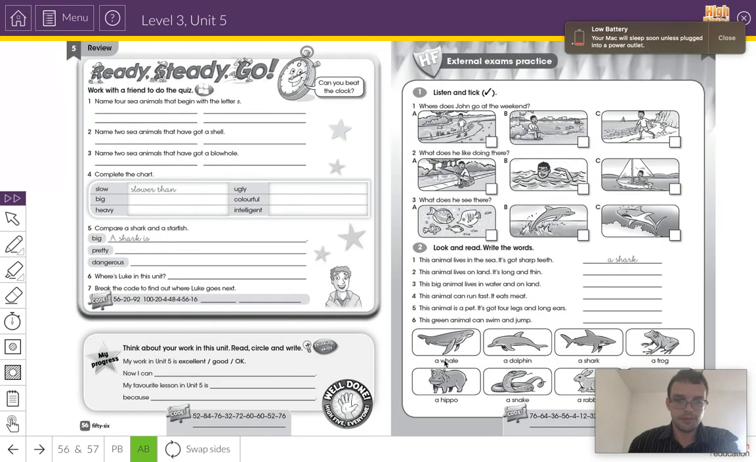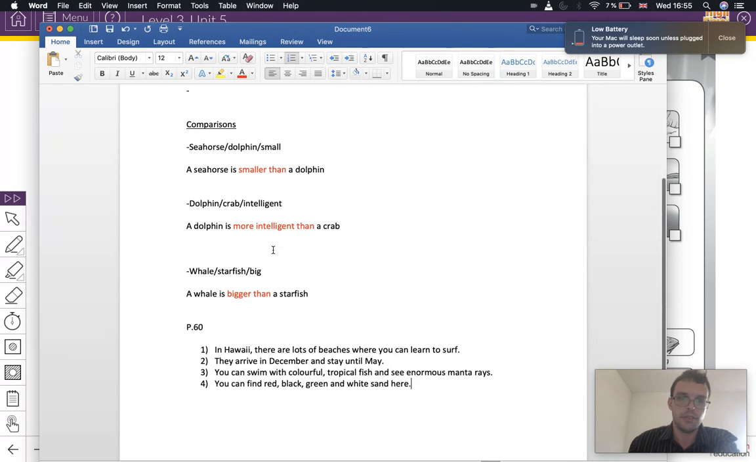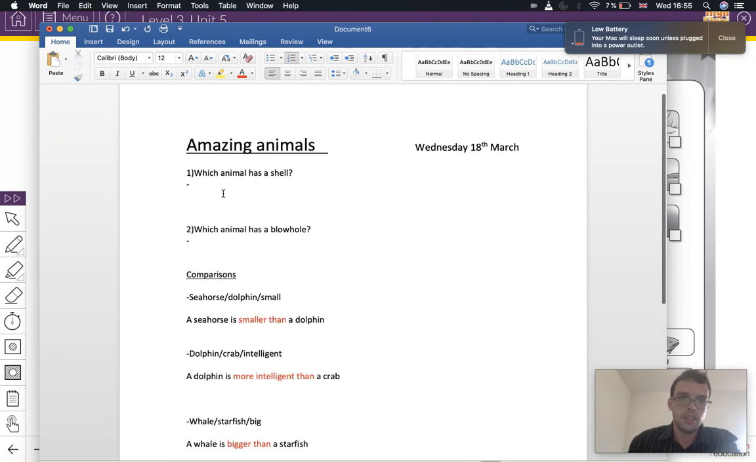Very good. Now, let's go back to our first questions that I asked you earlier in the class. Let's go back to our notebook. Which animal has a shell? Do you remember? That's right. One animal with a shell is a crab. They have a hard shell. But you do have to write another animal in the quiz. So you have to think of another animal that has a shell.